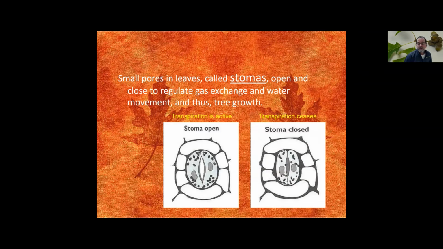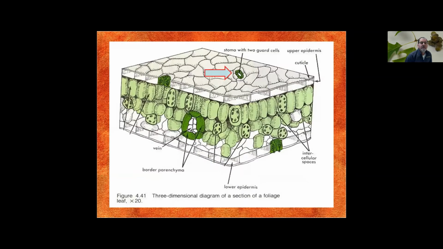Stomas are closed for a number of reasons, but typically if they're losing water faster than it can be replaced, they're going to close to try to preserve the water. Of course, they're closed when it gets hot as well. Transpiration is active on the left, it ceases on the right. And there's a stoma with 2 guard cells on the leaf surface to give you an idea of what a stoma might look like microscopically.